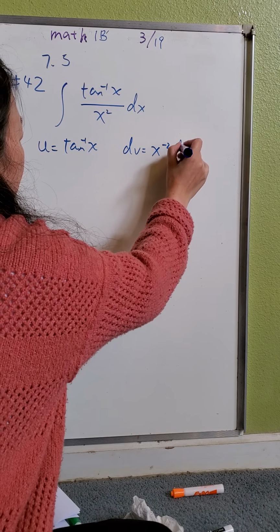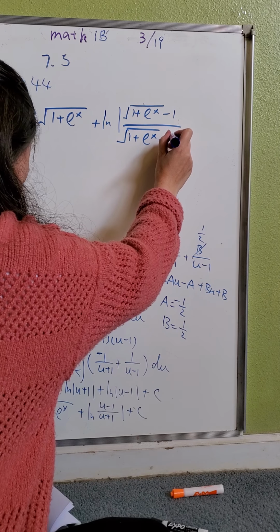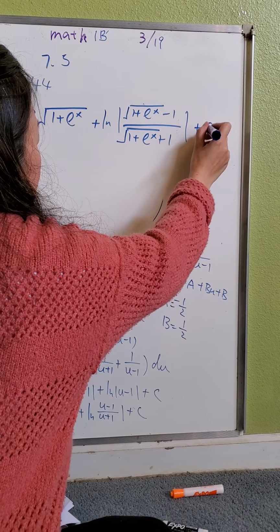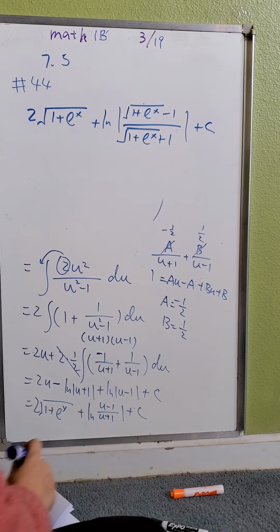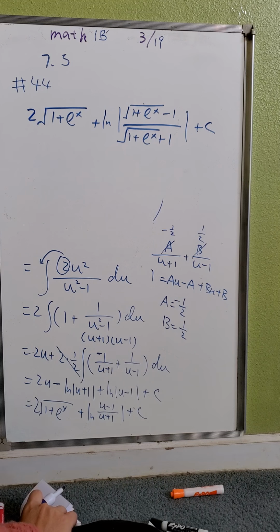Okay, so I can put it together. So I take this divided by that because the negative is in the bottom. And then I put the u. I need more room so that my final answer comes out. It's equal to 2 times (1 minus e to the x) plus ln|(1 plus e to the x minus 1) over (1 plus e to the x plus 1)|, and then plus c. So that's for number 44.